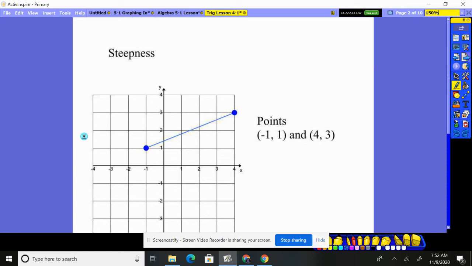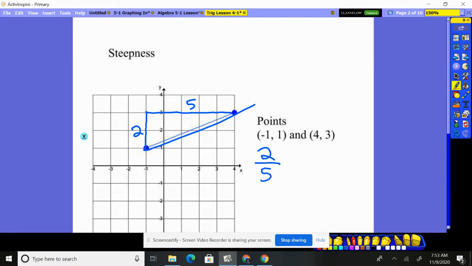Now, let's look at this. We have the points (-1, 1) and (4, 3). What is the slope here? Well, we know we've been taught it's rise over run. So in this case, you rose 2 and you ran over 5. So the slope here is 2 over 5. It's easy when we see it. Now, it is a positive slope because it's going up to the right. When we see pictures, it's easy. But if they give us points, it's a little harder.